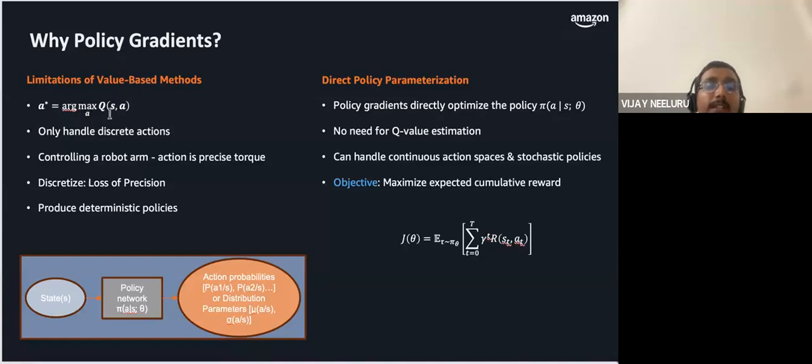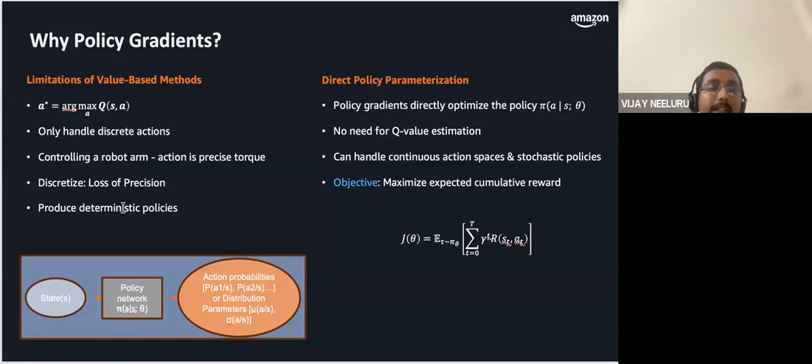But value-based methods have certain limitations. The first limitation is that they only handle discrete actions. One major challenge arises when dealing with environments where the actions are continuous or the action space is huge, for example, controlling a robotic arm where the action might be the precise torque to apply at a joint. If the action space is continuous, performing this maximization step becomes a non-trivial optimization problem. One possible solution is to discretize the action space, but this results in loss of precision.